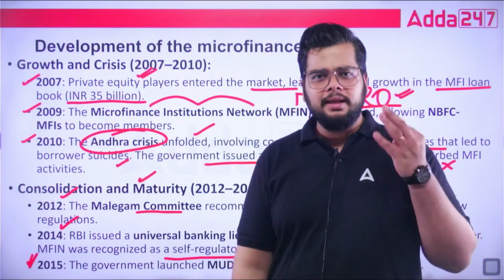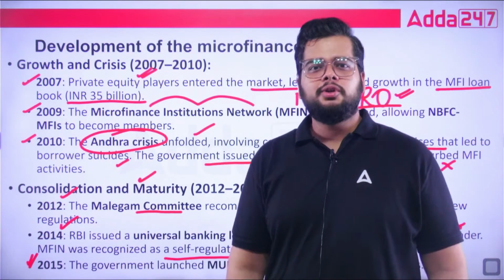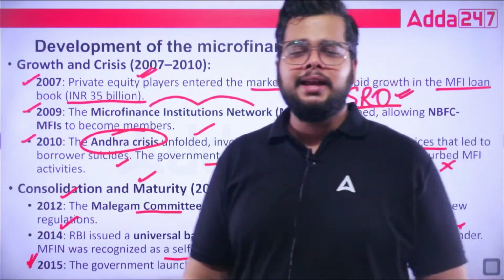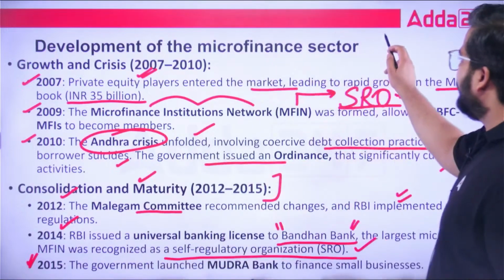There were 3 categories of loan: Shishu, Kishore and Tarun. Right now we have 4. What is the 4th category? Do let me know in the comment section.